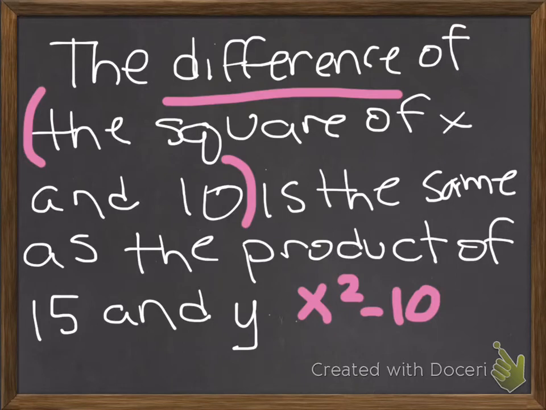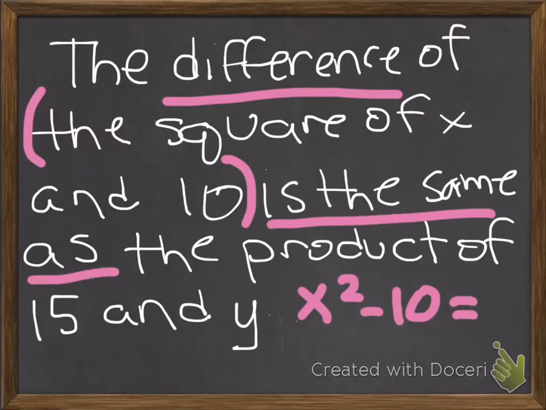Then it says is the same as. That's going to be your equals. And then finally on the other side we have the product of 15 and y. And we usually write the number first when we multiply, so 15 times y would be 15y. And that would be my answer.